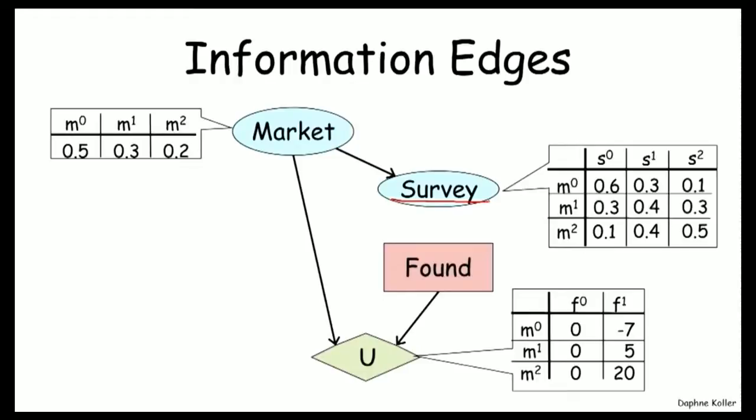Now, the survey is not entirely reliable, and so over here we have the CPD that tells us how likely different survey results are to come up given different values of the true market demand. Now, the point is that having conducted the survey, the agent can base his decision on the value of the survey. And we denote that with the presence of an edge such as this, which indicates that the entrepreneur can make different decisions depending on how the value of the survey turns out.